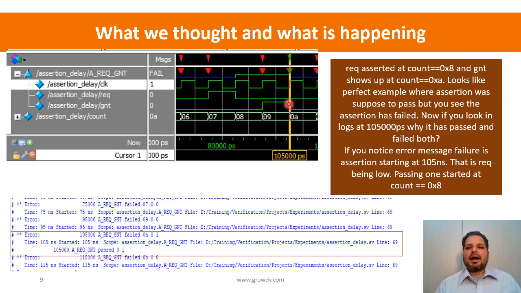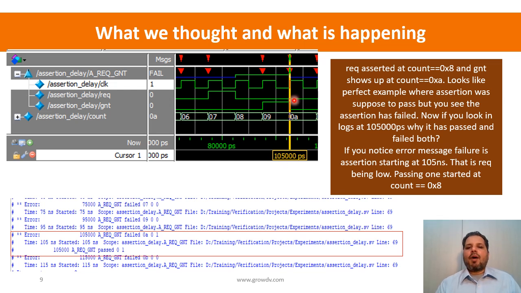and then when the count becomes equal to A, there is a grant showing up, and hence I am expecting that at this particular timestamp, that is 105000 ps or 105 ns, the assertion will pass. But if I see, I can see this red dot over here, the assertion has failed. But if I look closely in the log, the assertion has passed at this 105, and also the assertion has failed. So at the same clock edge, which is the clock edge corresponding to count of A or this 105 nanosecond, the assertion has both passed and failed.